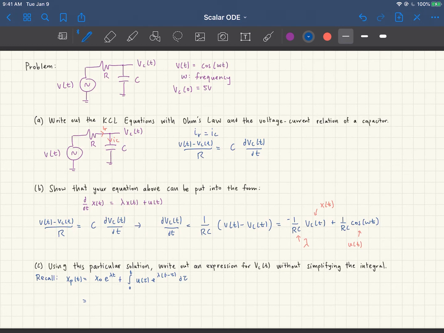So we see that it's 5 e to the minus t over RC plus the integral from 0 to t. U of t is 1 over RC cosine of omega t, so cosine of omega tau all over RC times e to the minus 1 over RC (t minus tau) d tau.